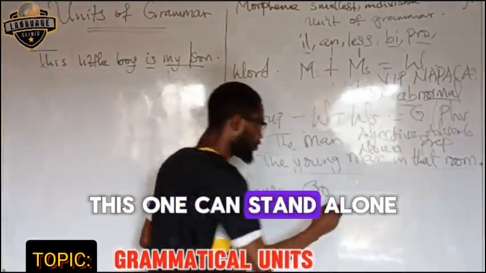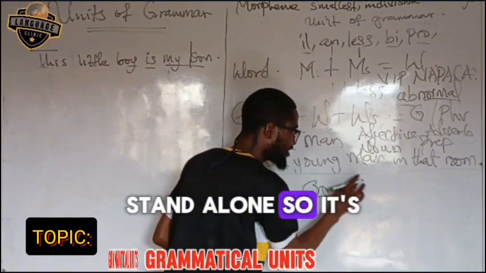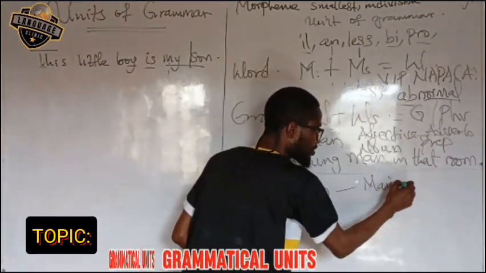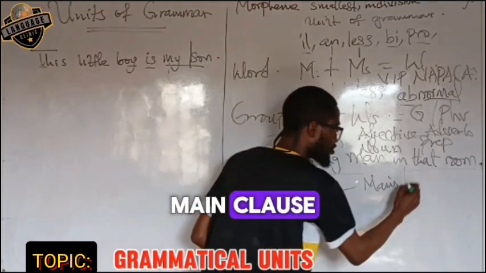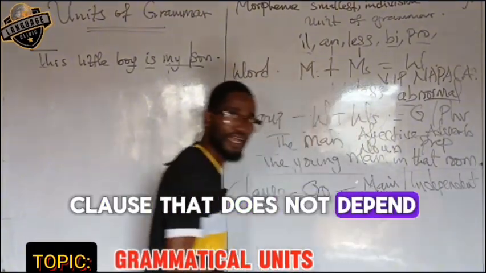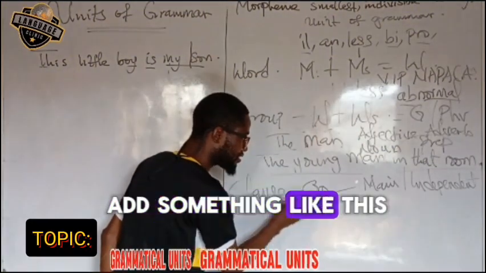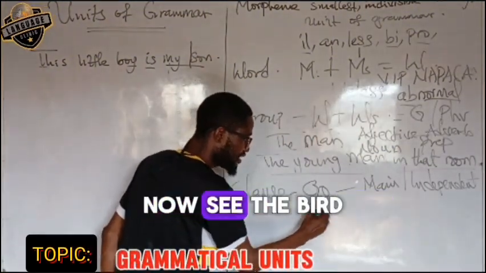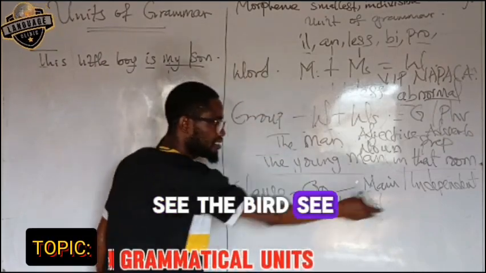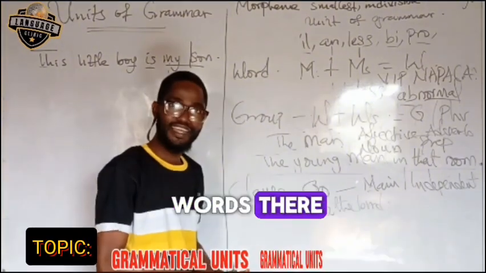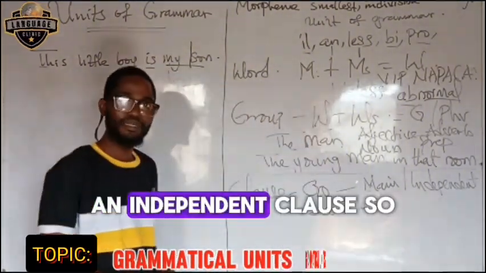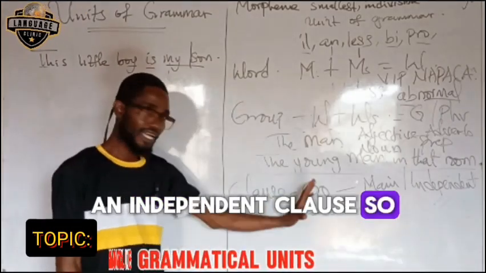This one can stand alone, so it has a name. We can call it a main clause. Some people call it main clause, some people call it independent clause, a clause that does not depend. I can also have something like this: see the bird. I have three words there, but this is also a main or an independent clause. So that's one type of clause.